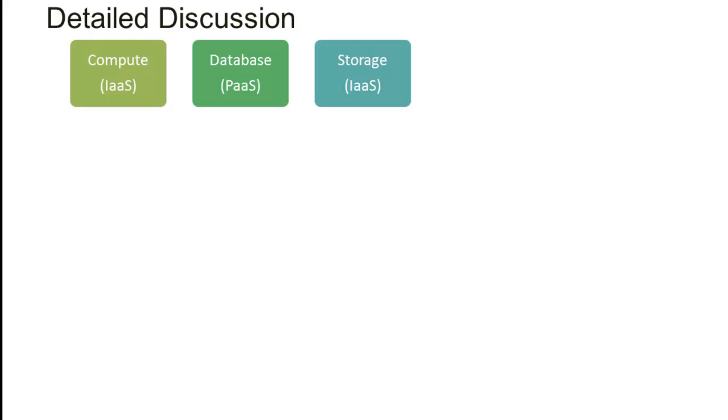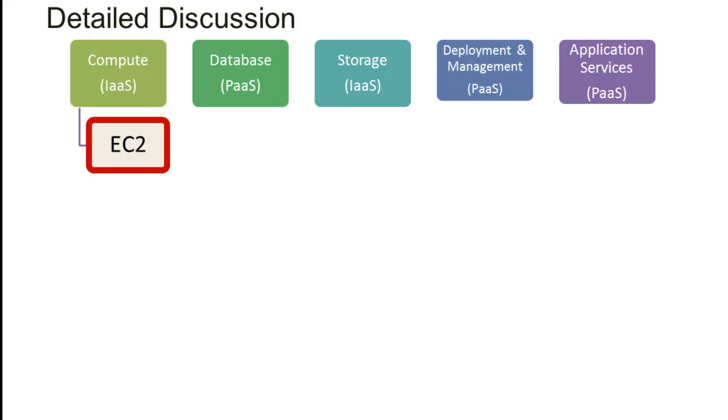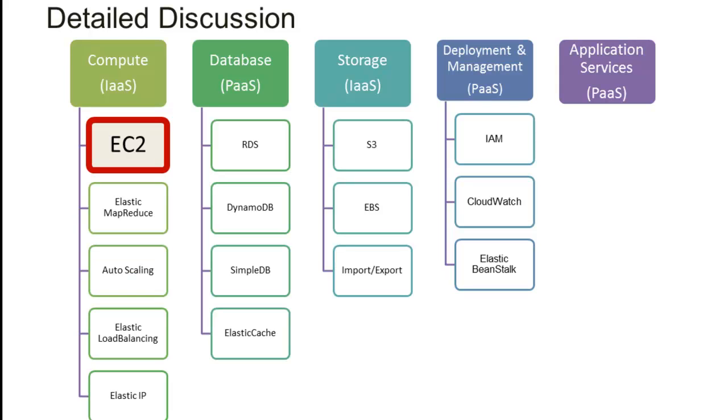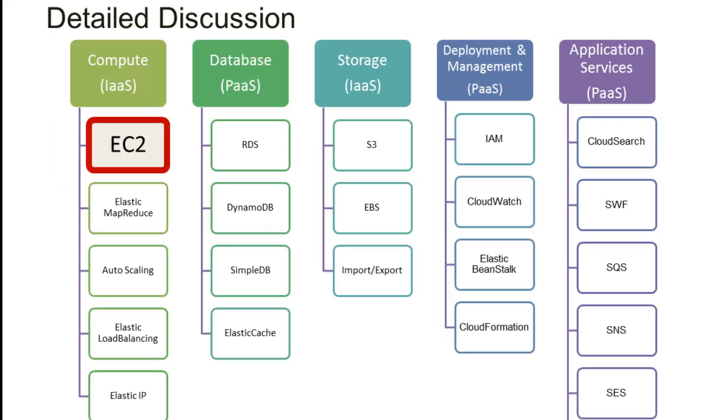So we'll go back to our big picture of AWS offerings, where all the services in AWS are categorized into 5 different groups called compute, database, storage, deployment and management, and application services. Now, out of these services, our session today is going to cover one of the very important services called EC2.